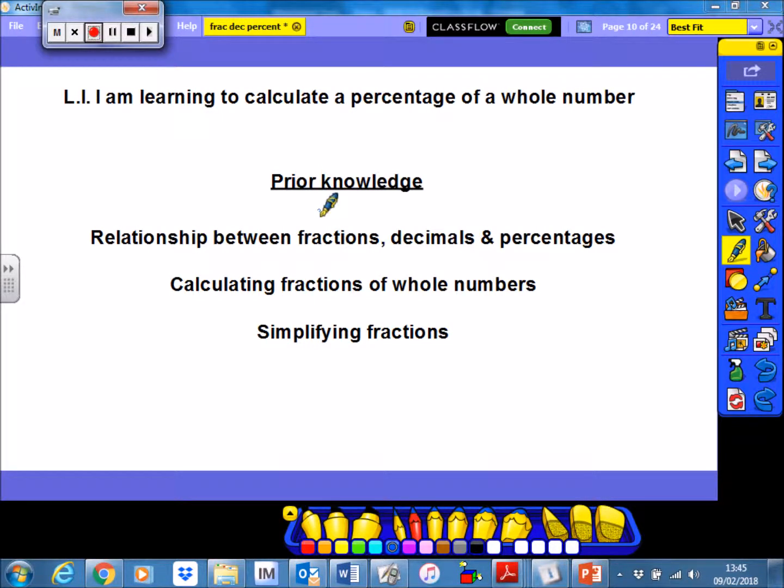Hi guys, in this video we're going to be learning how to calculate a percentage of a whole number. Now, to do this effectively you're going to need some prior knowledge. First of all, it's important that you have a good understanding of the relationship between fractions, decimals and percentages. The other thing that you'll need a good understanding of is how to calculate fractions of a whole number. And lastly, you will need to know how to simplify fractions.